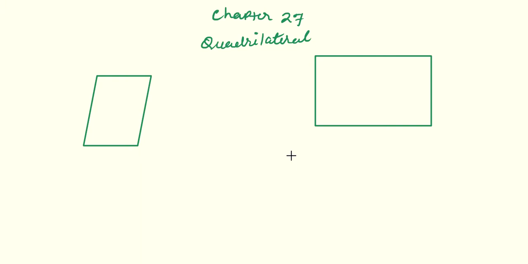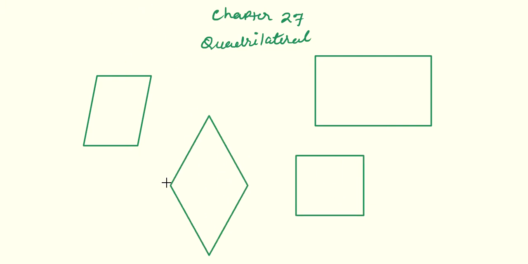Okay, so here are some diagrams. This is your quadrilateral. This is your quadrilateral. Again, a quadrilateral. This is also your quadrilateral. As you can see, something is common, and that is the number of sides. 1 2 3 4, 4 sides. In all these diagrams we are having 4 sides.